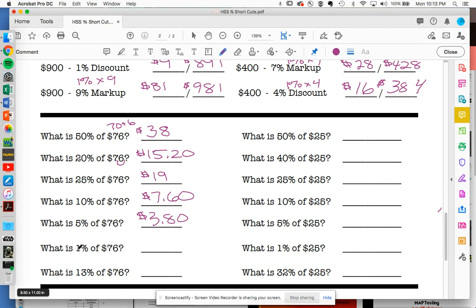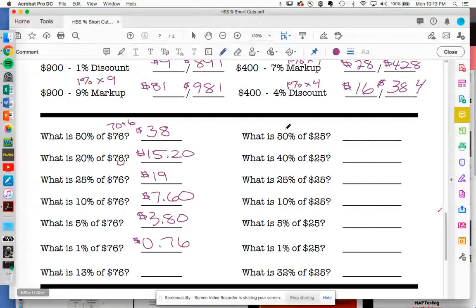Next, I need to find 1% of 76, and this would be like if I wanted to find 8% or whatever percent. Okay, I can find 1% and multiply it by whatever that number is. 1%, I move it 1, 2 places over. So this would be 0.76 or 76 cents. All right.